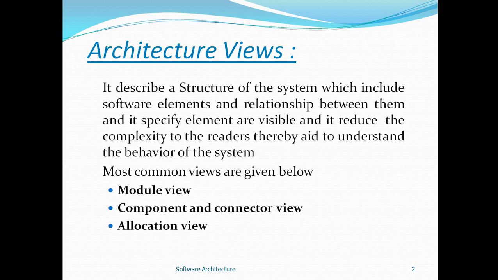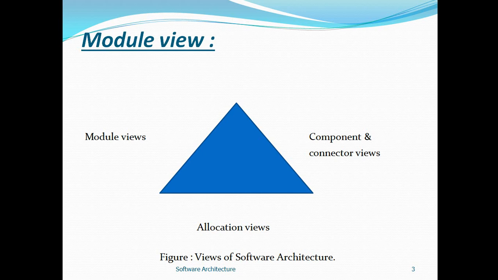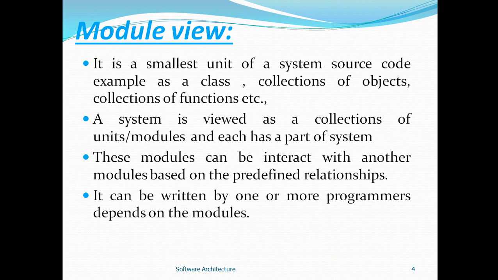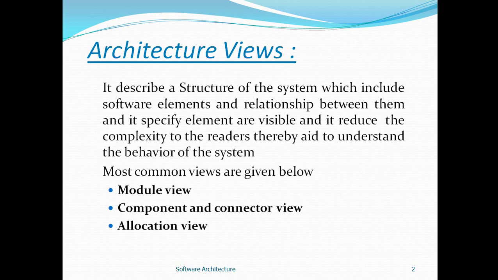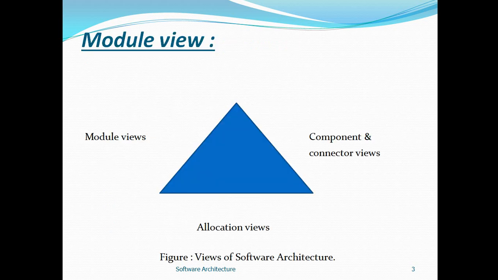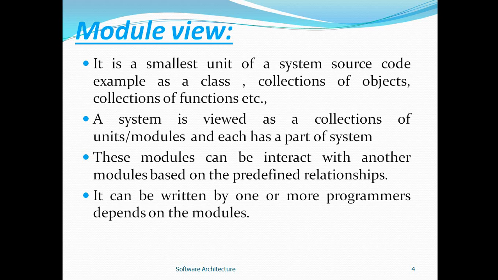What is a module? It is the smallest unit of the software. These software units are combined and make a system. These software architecture views can be classified into three categories that are displayed on the screen: module views, component connector views, and allocation views. First we discuss the module view.